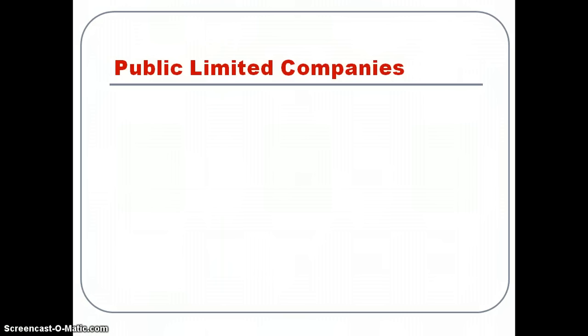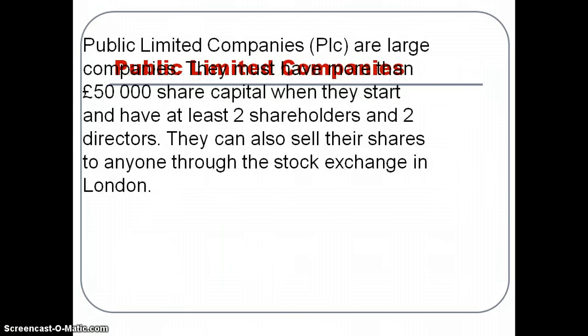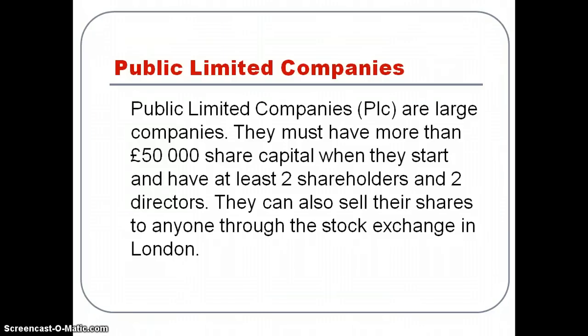Now, a public limited company is the largest type of business. Okay? Public limited companies have the PLC after their names. Now, you're going to have to just learn that, I'm afraid. Obviously, public limited companies is a little bit easier because it's PLC. Private limited companies is just the LTD.